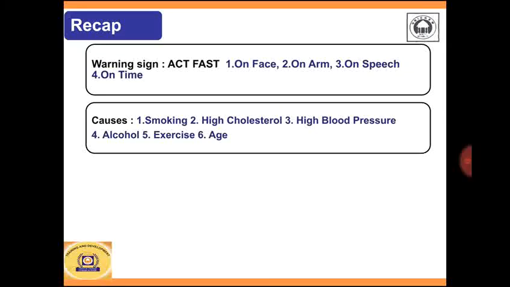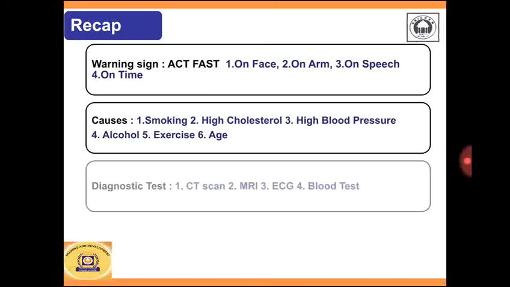Causes of stroke are mainly high smoking intake, high level of cholesterol in the blood, hypertension or high blood pressure, excessive alcohol intake, lack of exercise, and more importantly, growing age or increasing age are the causative factors for stroke. The major diagnostic tests are CT scan, MRI, and all types of carotid artery imaging. The patient will also undergo ECG and a few blood tests.